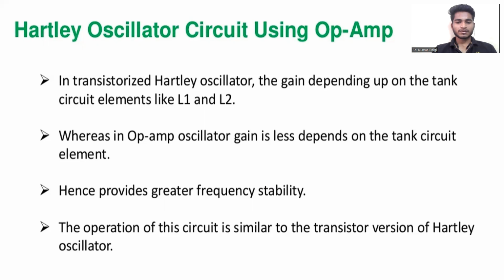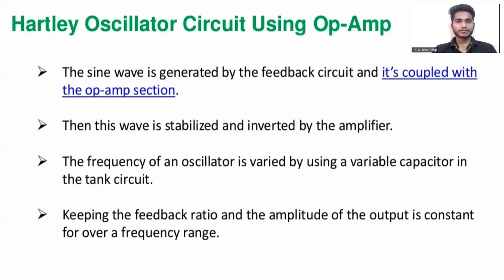The operation of this circuit is similar to the transistor version of the Hartley oscillator. The sine wave is generated by the feedback circuit and it's coupled with the op-amp section. Then this wave is stabilized and inverted by the amplifier. And then the frequency of the oscillator is varied by using a variable capacitor in the tank circuit, keeping the feedback ratio and the amplitude of the output constant over a frequency range.